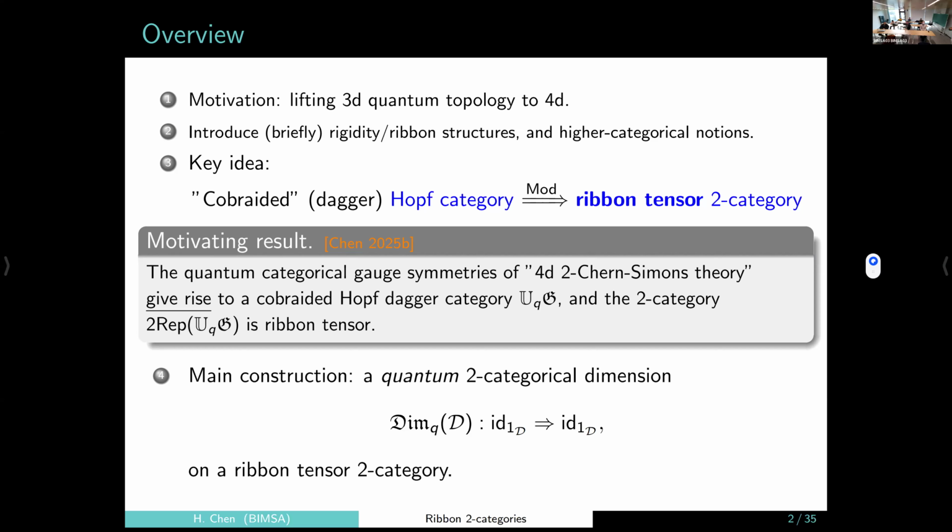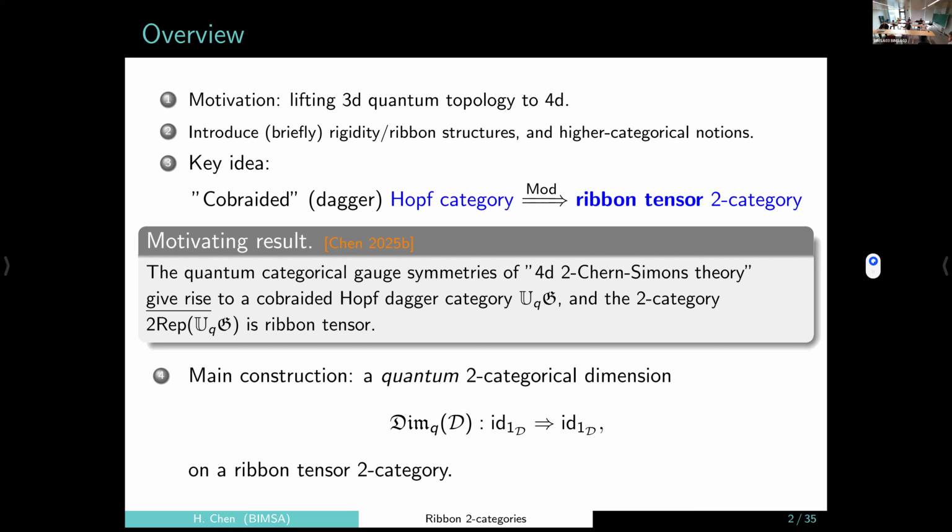And the motivating result from one of my other papers, not the one I'm talking about, is that there's this so-called 4D Chern-Simons theory, which is a derived quantum field theory, which does host this higher Hopf category as essentially quantum symmetries. So it's very analogous to the Chern-Simons story, but this is where this cobraided thing came from, and I'll talk about that a little bit later.